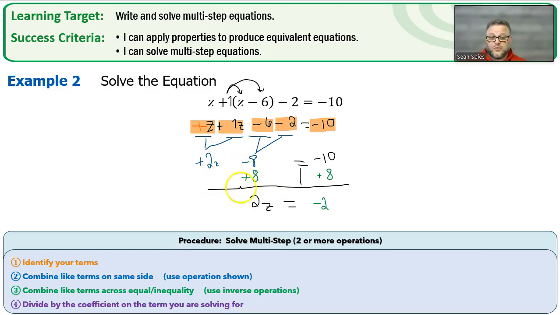Now that I've removed by adding, because remember, we're looking for opposites. We had 8 negatives, which means I need 8 positives to cancel them out. I did it on both sides. I got 2 negatives left on the right-hand side.